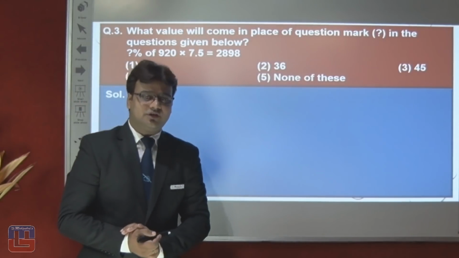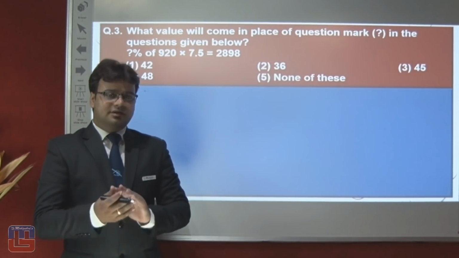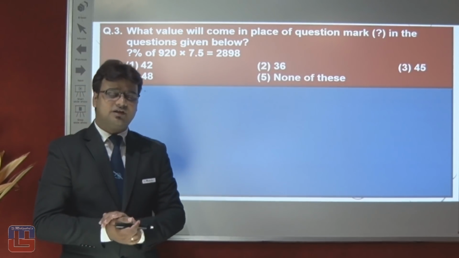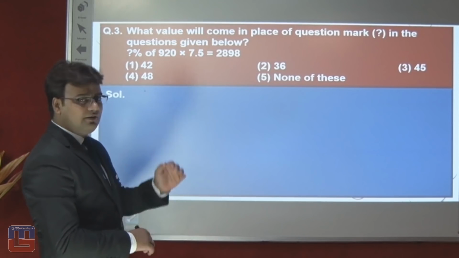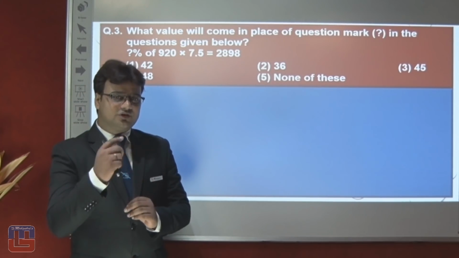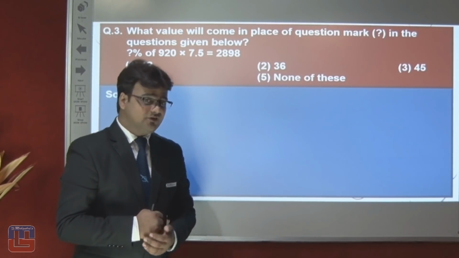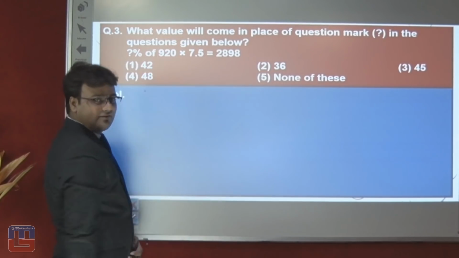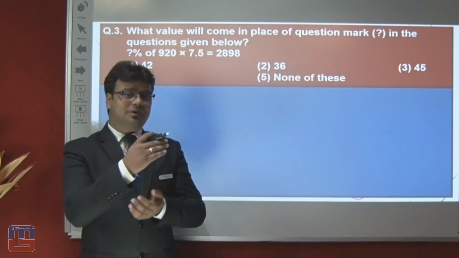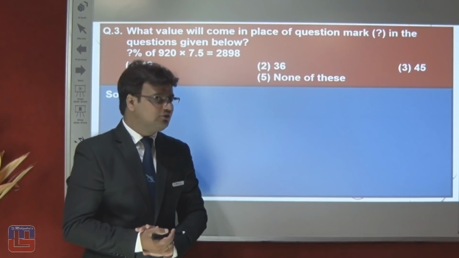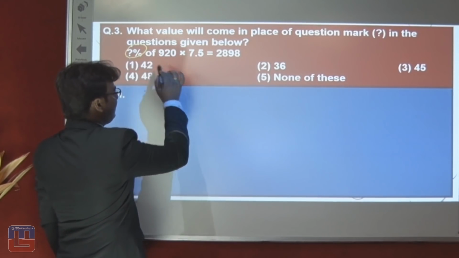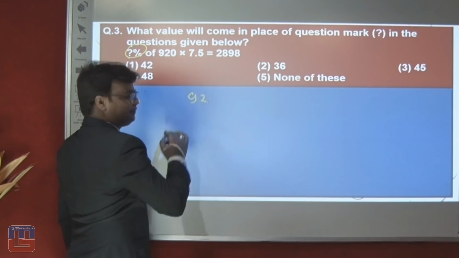See, this question is based on simplification. In your examination, 5 questions come from simplification. Just a simple, logical question. The question is: what percent of 920 into 7.5? If we assume x in the place of the question mark, then x percent of 920 into 7.5 by 100 is equal to 2898.